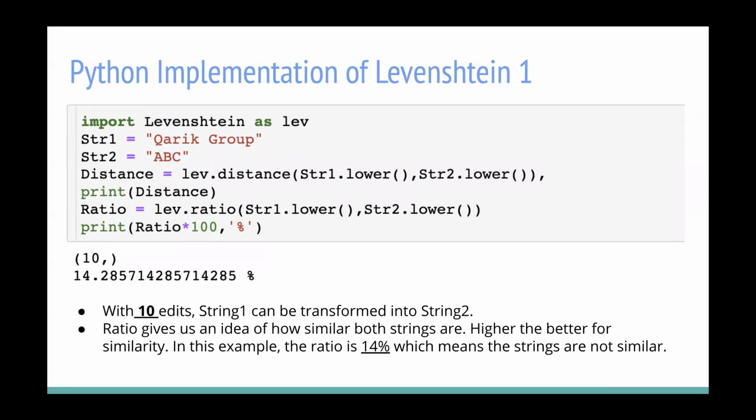Now the string 2 is changed. So string 1 is again Carry Group, but string 2 we have given as ABC. And here the distance we are getting is 10. So that means string 1 can be converted into ABC in 10 different operations.